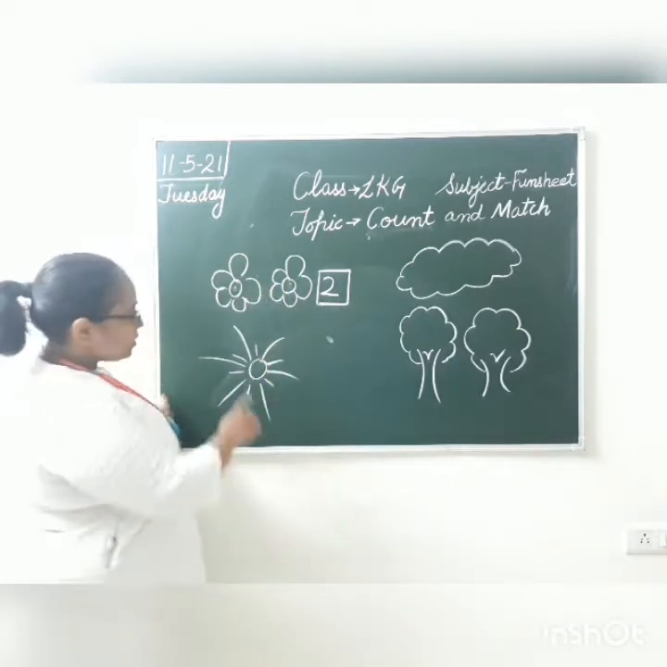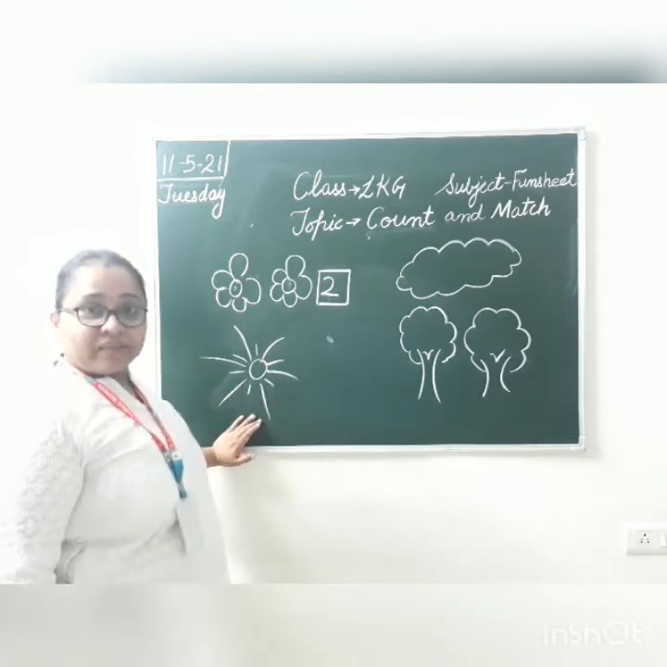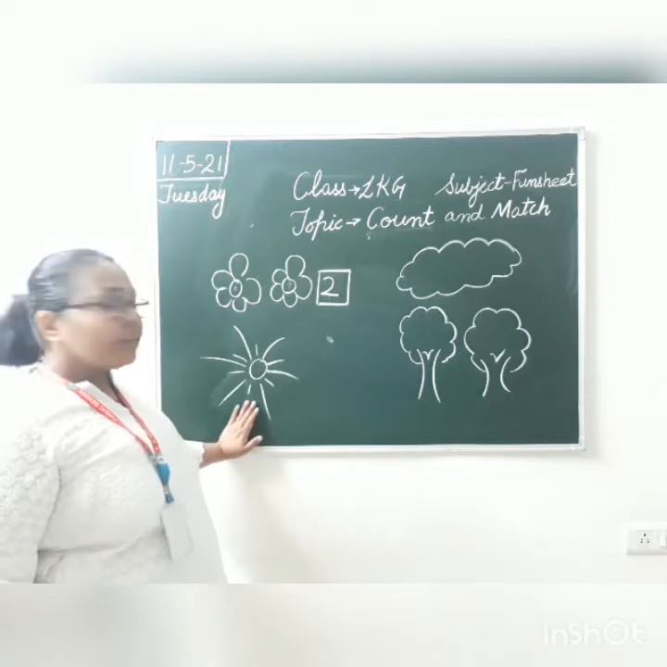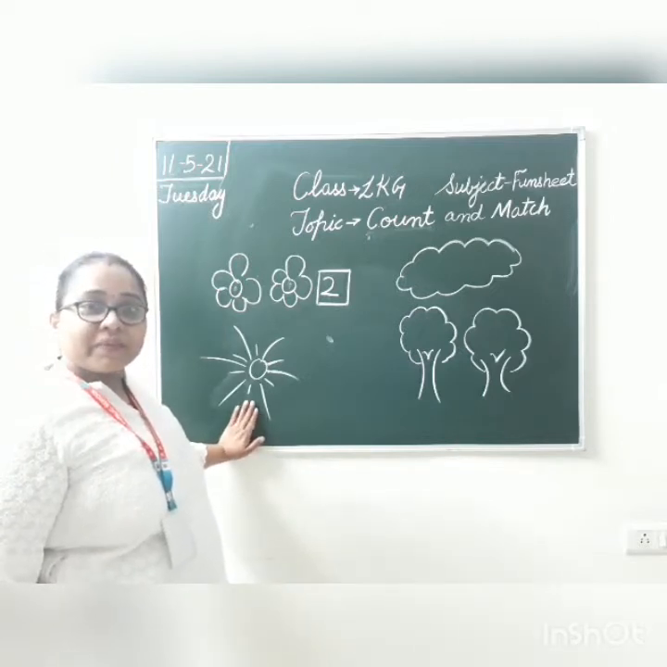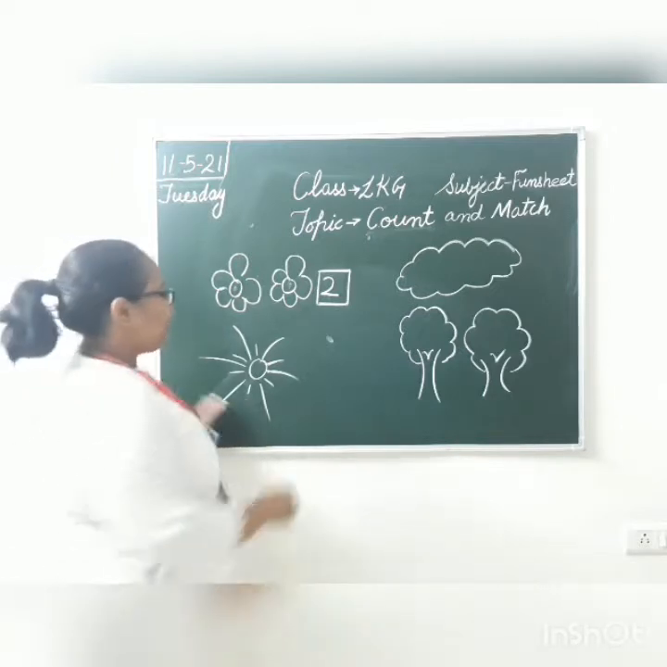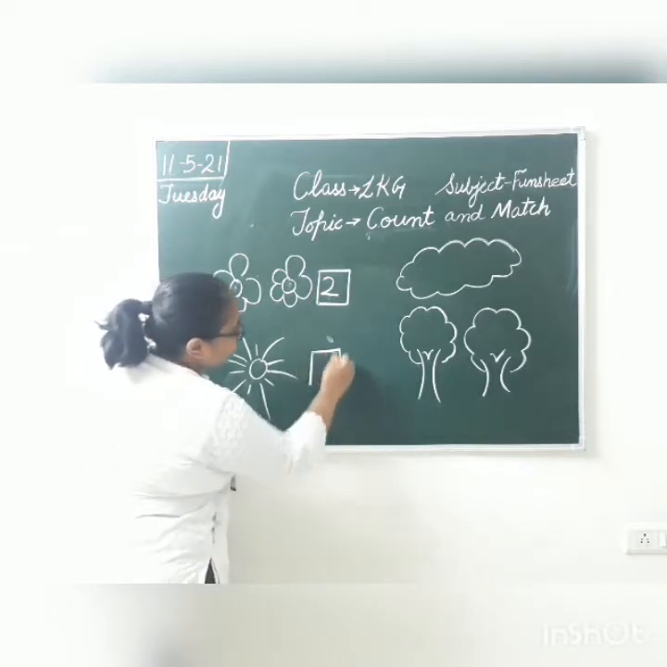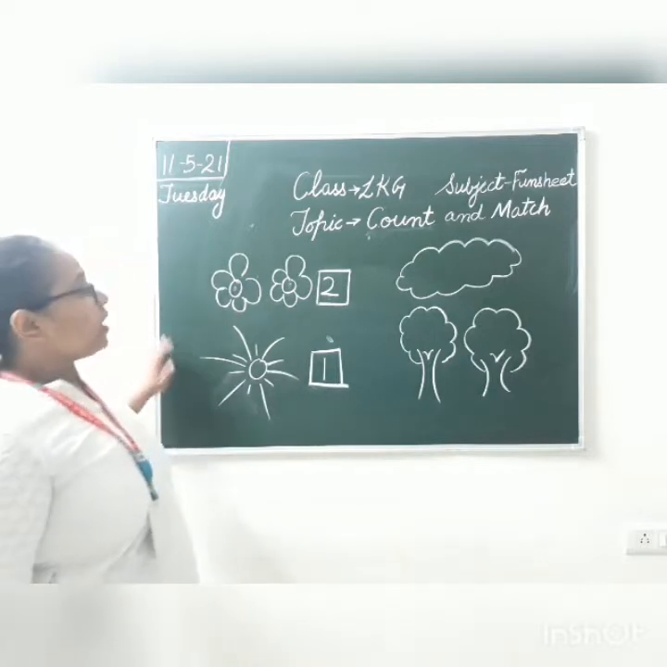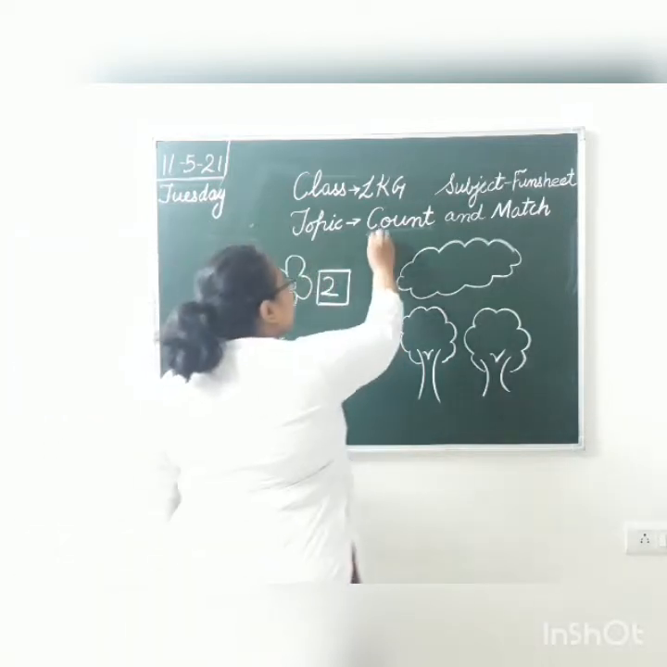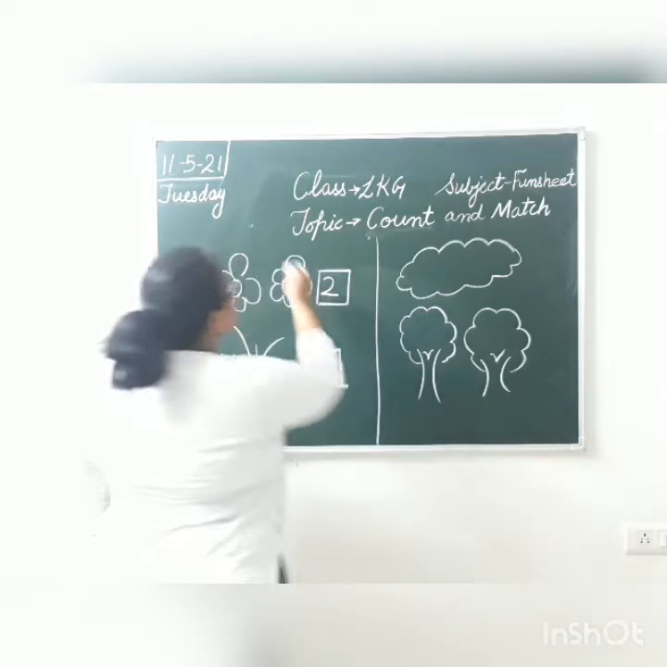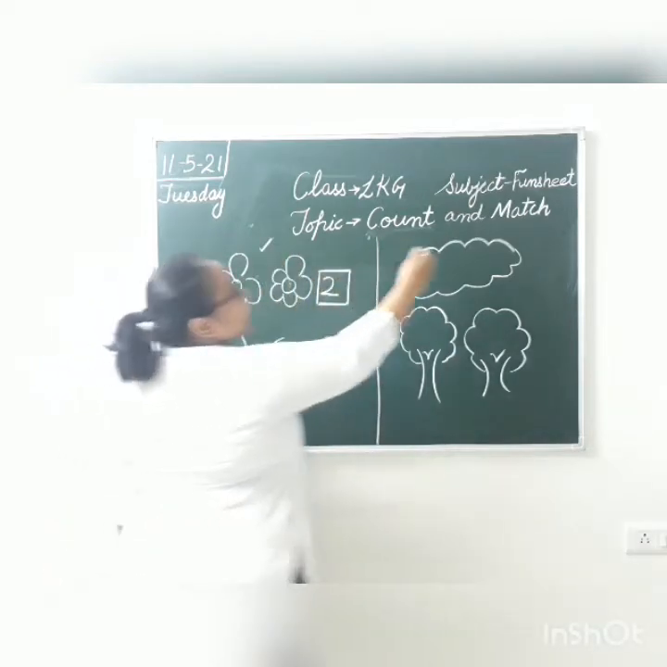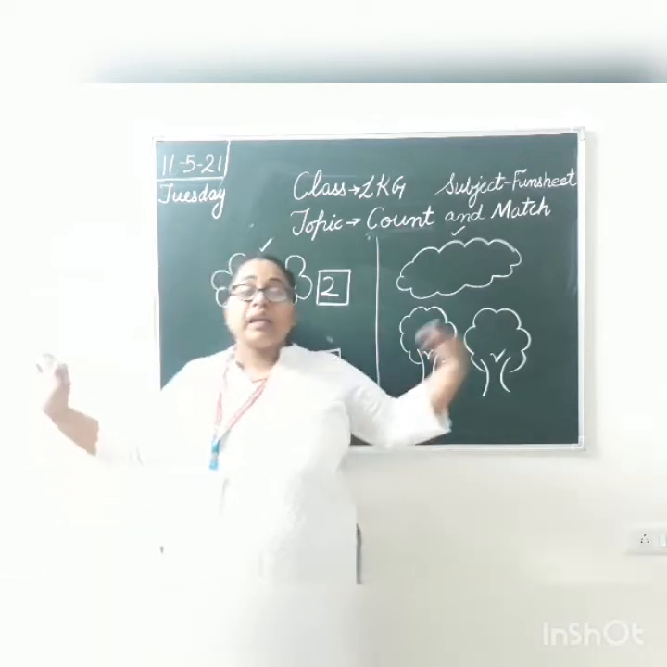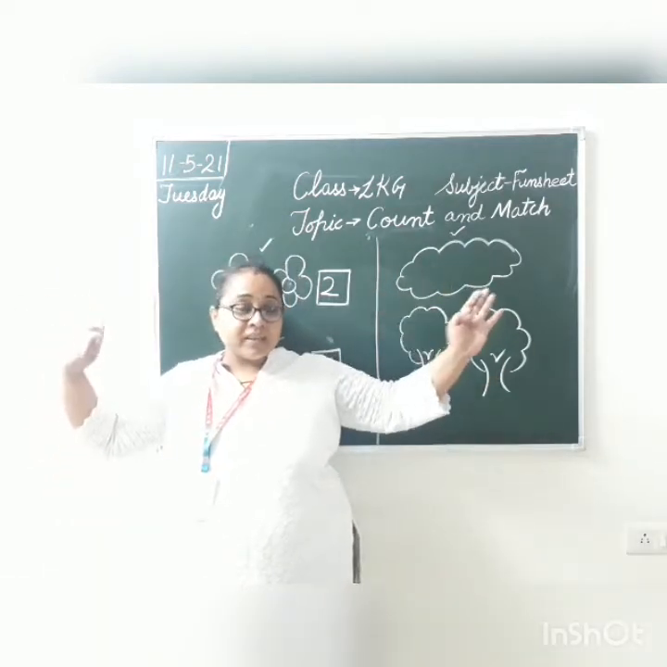Now, what is this? It's a sun. Bright, shining sun. How many sun we have? Count it. 1. Very good. So, I am going to write 1 here. Okay. Now, moving to the next side. अब ये देखिए. This is side. This is one side and this is the other side. एक right hand side हो गया, एक left hand side. We have 2 sides, isn't it?